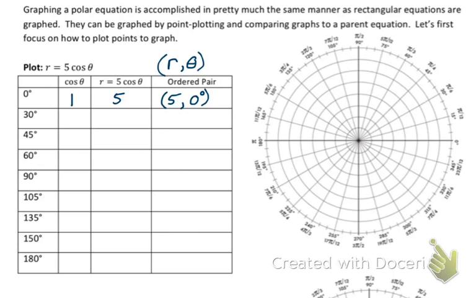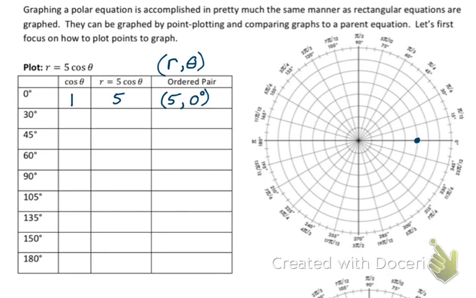Plotting this, our length is 5. So we go to our polar axis and we count out 5. 1, 2, 3, 4, 5. I have no degree, so I'm not shifting either up or down. So we're just going to put a point right there. It's just like the point (5, 0).